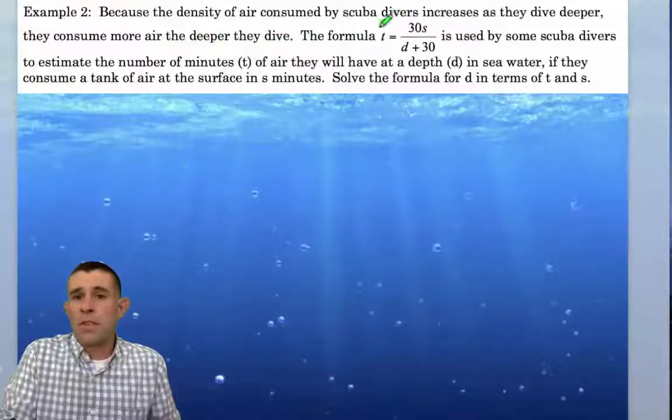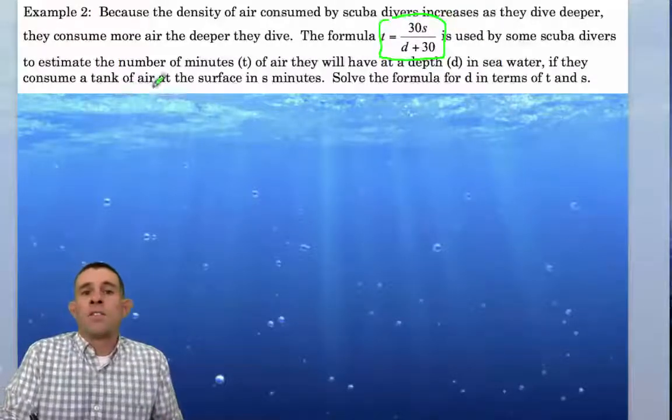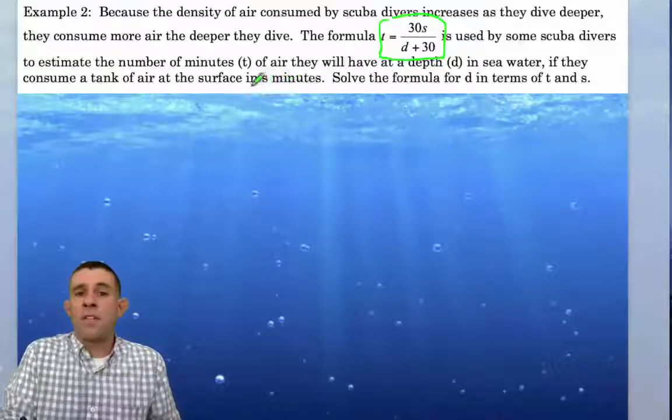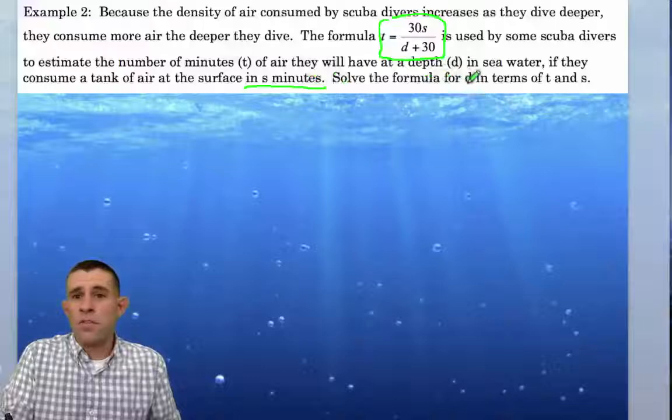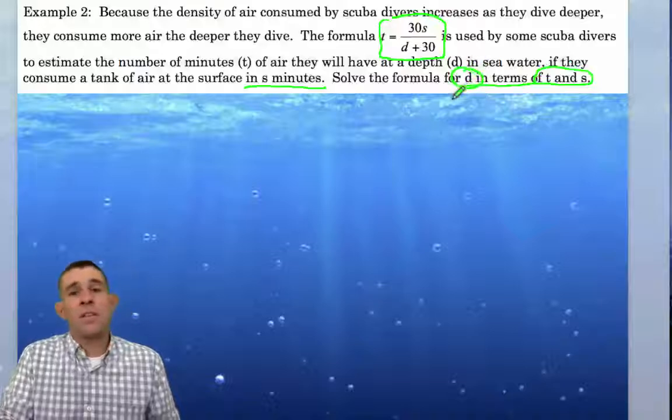This formula, T equals 30S divided by D plus 30, is used by some scuba divers to calculate the amount of air they'll need if S is the amount of air in minutes they have at the surface. So we want to solve this formula for D in terms of T and S. So that means I want to isolate D.